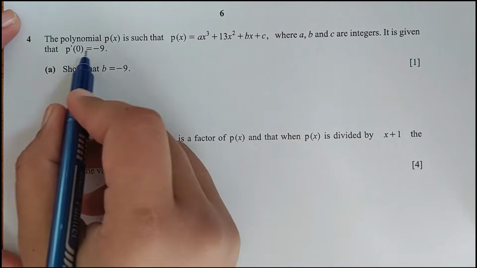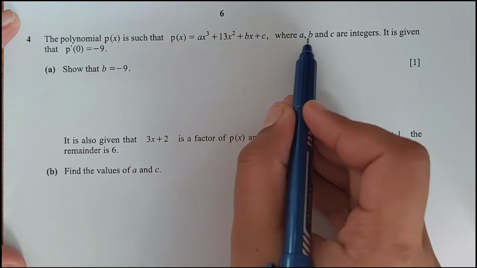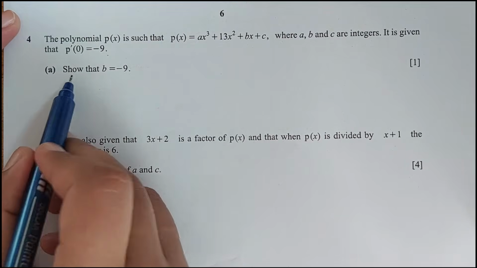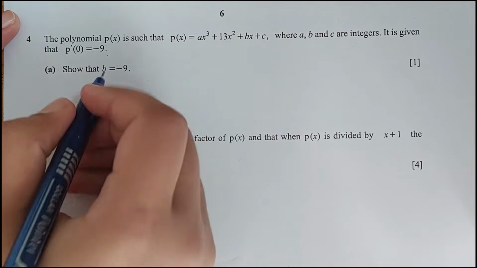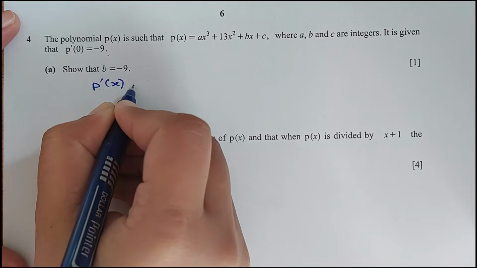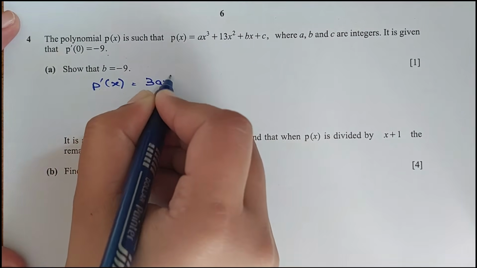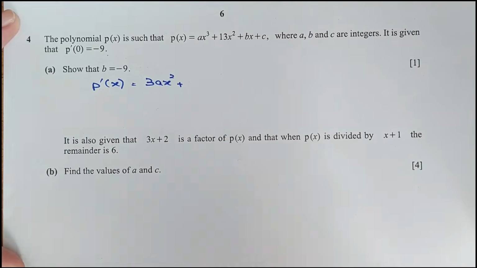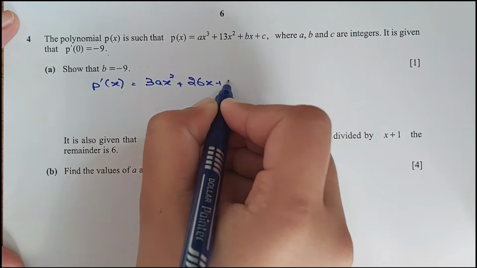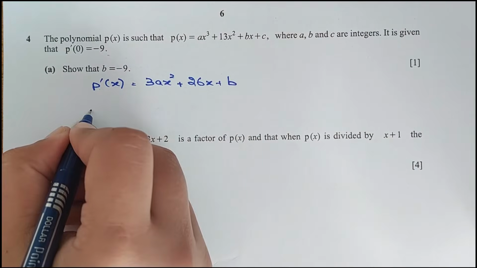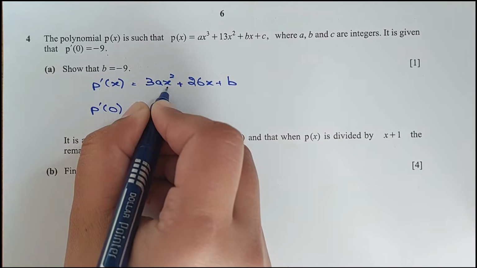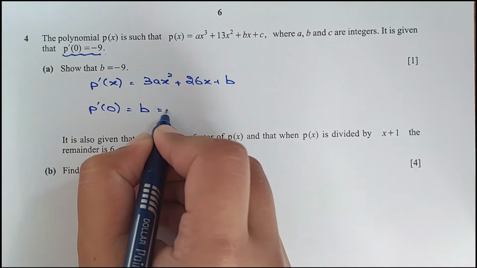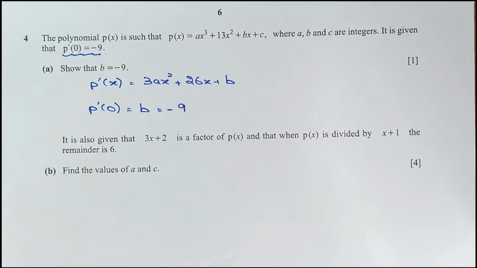Question number 4. The polynomial p of x is such that we have given p of x where a, b and c are integers. It is given that p prime of 0 is minus 9. Part A: show that the b value is minus 9. So let me take the derivative p prime of x, which is 3ax square plus 2 times 13x plus b, and its derivative is 0. Now what is p prime of 0? When x is 0, this term is 0, this term is 0, we have just b, and p prime of 0 is basically equal to minus 9. So from here the b value is minus 9, right?